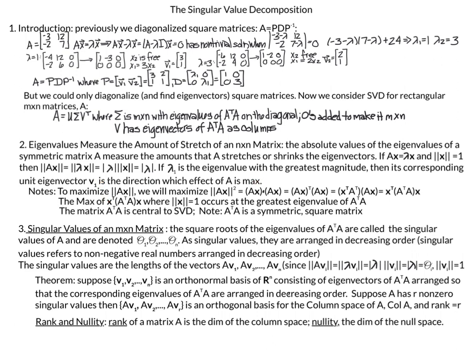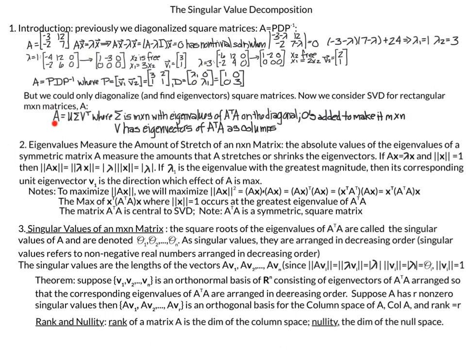Also, the max of x transpose A transpose A x, where the magnitude of x equals 1, occurs at the greatest eigenvalue of A transpose A. We've already kind of mentioned that. And that's why this matrix is central to the singular value decomposition. Also just note that A transpose A is symmetric. It's a square matrix, and we can take its eigenvectors and eigenvalues.